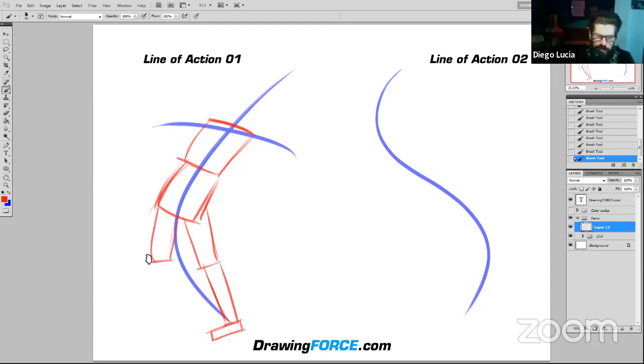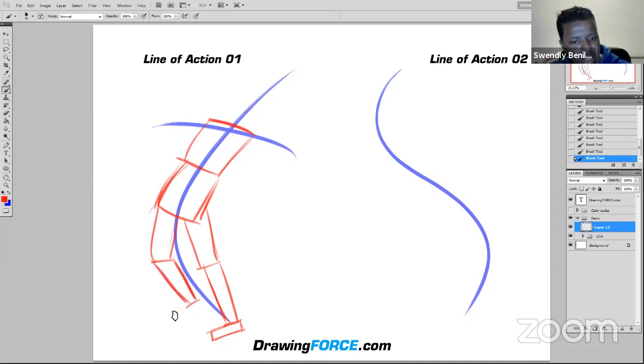So Swenley, you're doing a bad example, right? Yes. Oh, I knew you could draw better than that. Leave Swenley alone.